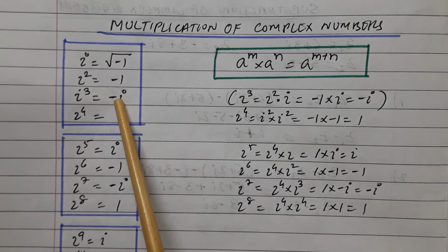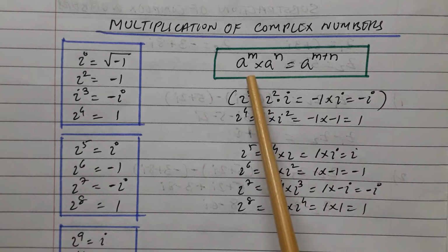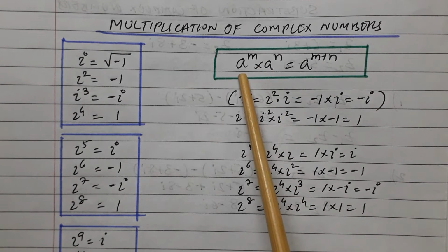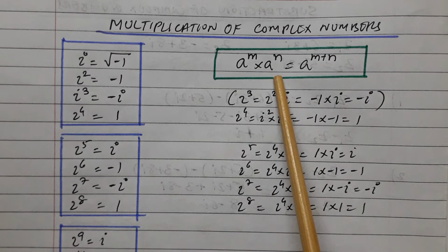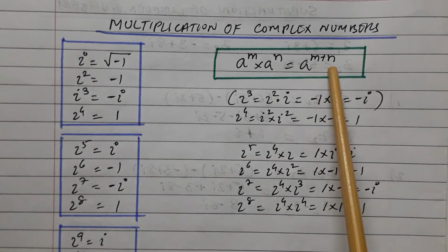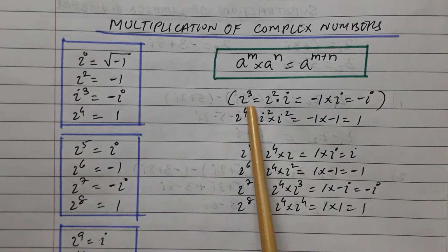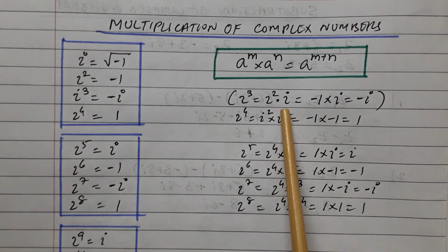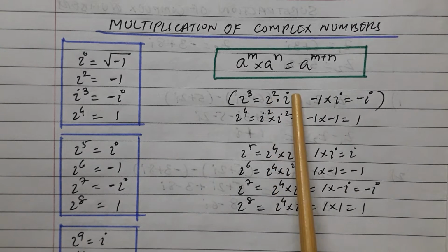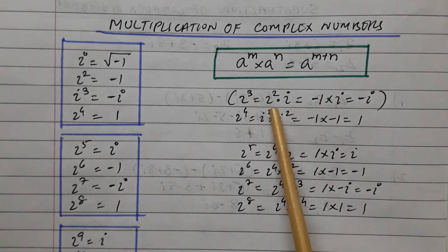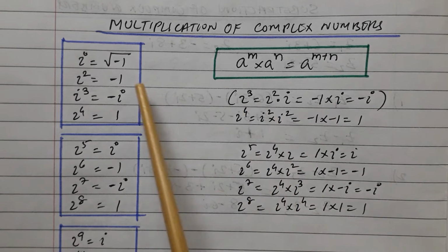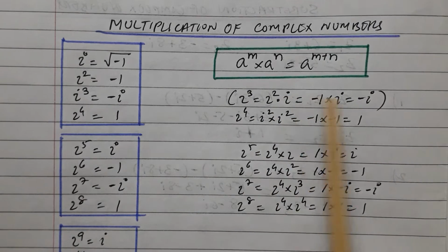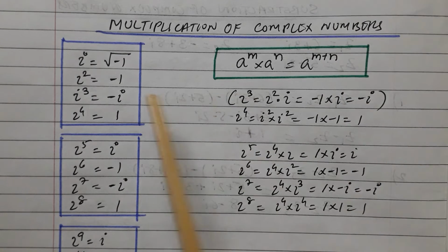Now, how did we get this? Consider this property of indices: a raised to m into a raised to n is a raised to m plus n. So iota cube, we can write it as iota square into iota, which will add up to 2 plus 1 is 3. And we can substitute the value. Iota square is -1 into iota, that will give us negative iota.